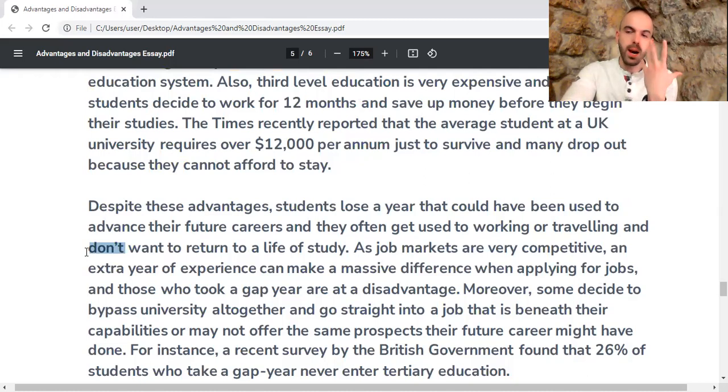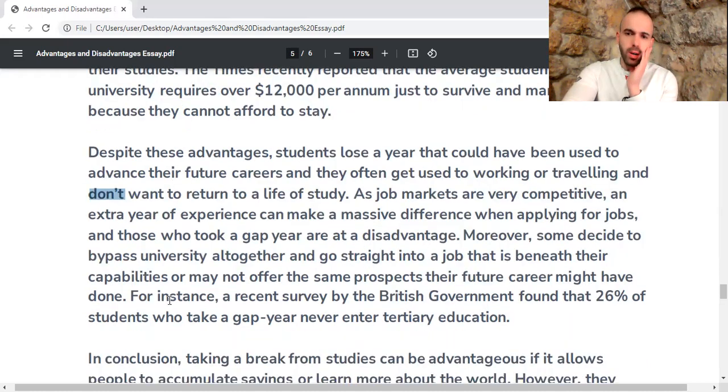If you want to sound academic in your essay, try to avoid contractions. Okay, for example, you can't say "he's"; write "he is", "she is", "I am", "I have", "I would", not "I'd". So don't use contractions at all, okay? So now let's see the explanation.